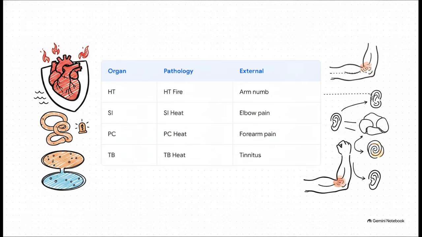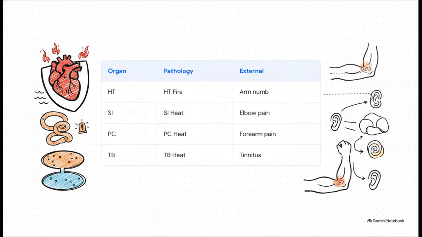Keeping that momentum going, let's look at the heart and its related systems. Heart fire or blood deficiency obviously links to palpitations and insomnia, but get this, the external symptom is arm numbness. If there is heat in the small intestine, the check engine light flashes as elbow pain, ear problems, or lateral shoulder pain. Pericardium heat or blood stasis. That shows up as chest tightness and forearm pain.